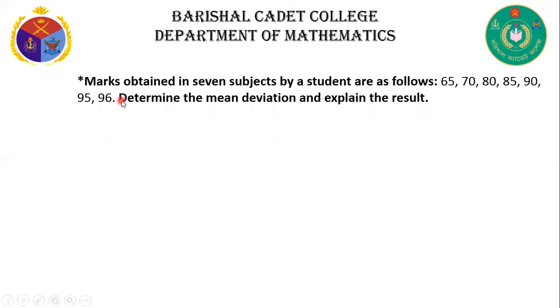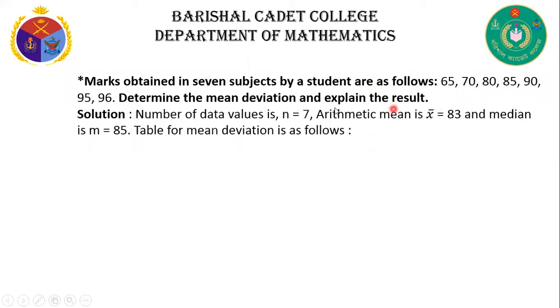Now let us try to solve some questions using the formula. Here, marks obtained in 7 subjects by a student are as follows: 65, 70, 80, 85, 90, 95, 96. Determine the mean deviation and explain the result. Here is the given data.